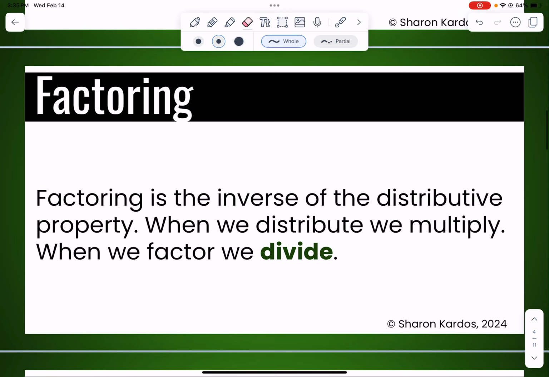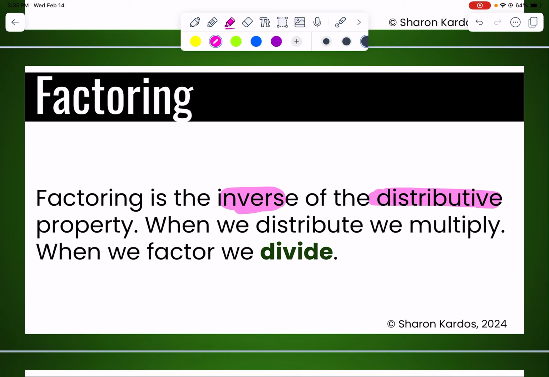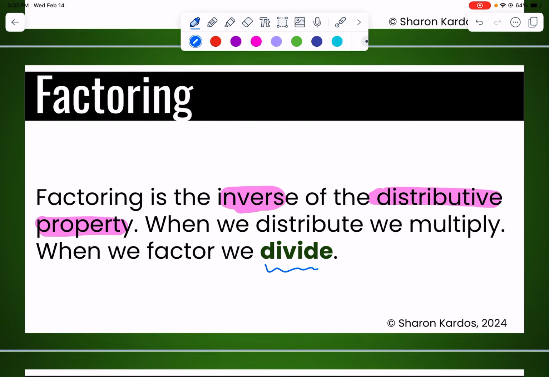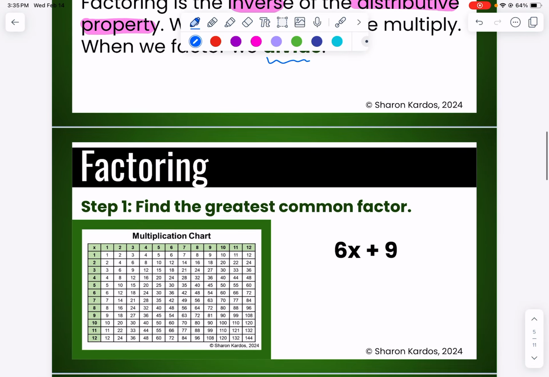Some of the important things we need to remember when we are factoring is that factoring is the inverse of the distributive property. The inverse, the opposite of the distributive property. When we do the distributive property, we're multiplying. When we factor, we are actually going to divide, okay? So we'll be doing lots of division today, which is why I said you might want to have your multiplication chart there in front of you.